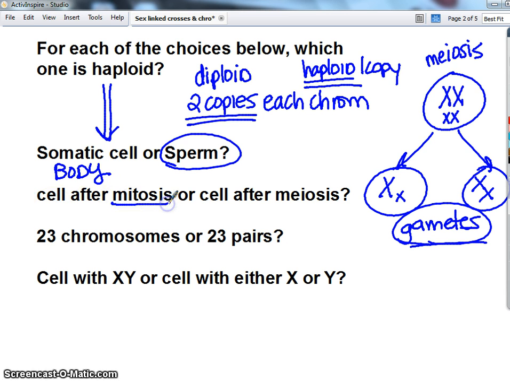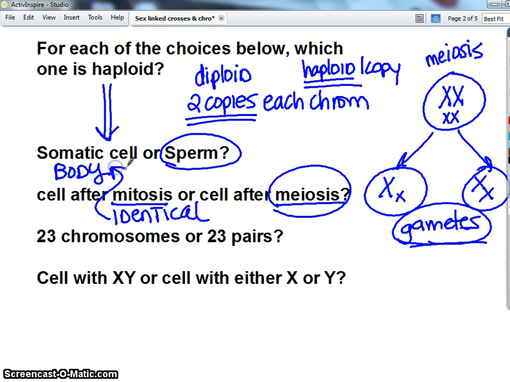A cell after mitosis or a cell after meiosis: I just explained to you that the process that makes cells haploid is meiosis. Mitosis makes cells that are identical to the original cell. It's what happens in body cells. 23 chromosomes are 23 pairs. Again, 23 chromosomes. When they're in pairs, we're talking about a diploid cell.